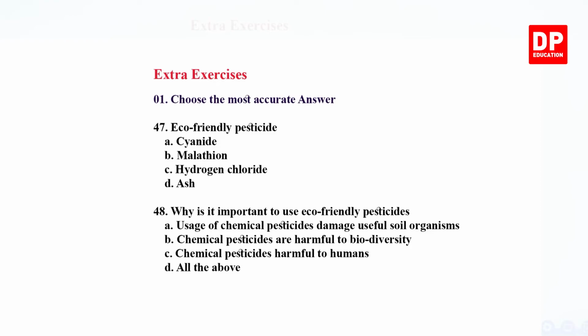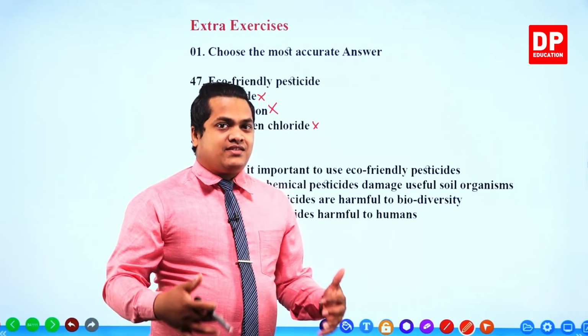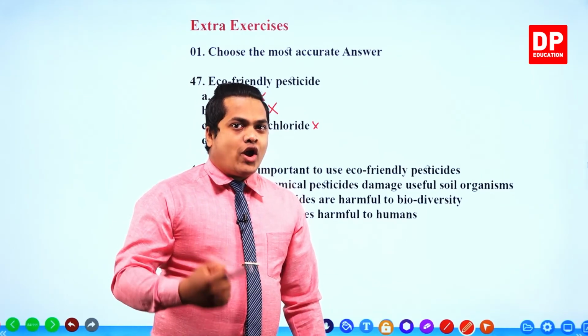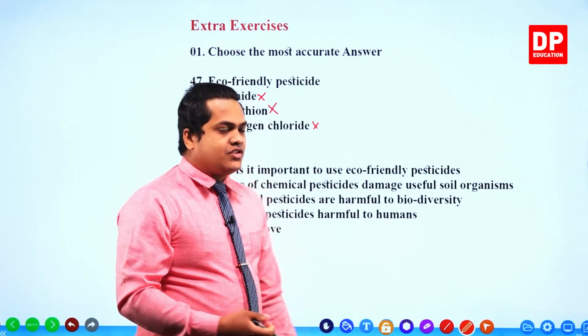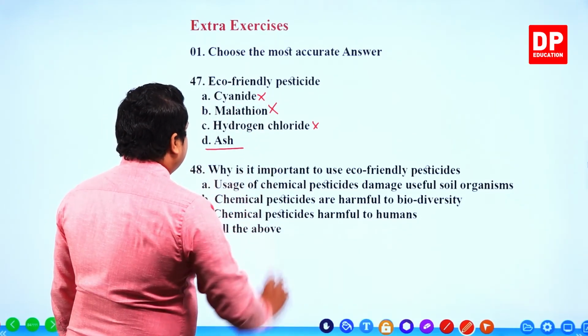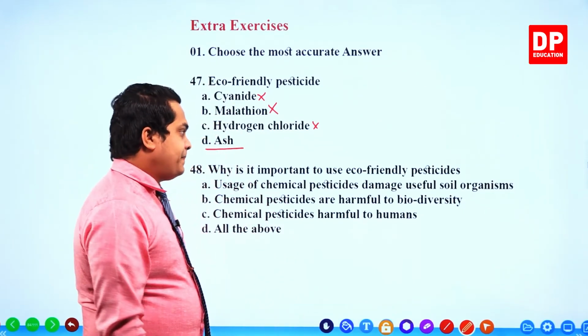Eco-friendly pesticide. Cyanide, malathion, hydrogen chloride, ash. As you can see here, all of these substances are chemicals. Right. Within the name itself, you can see it, these are chemicals. So, one and only organic substance which is given from this list is ash. So, ash is our answer, which is an eco-friendly pesticide.